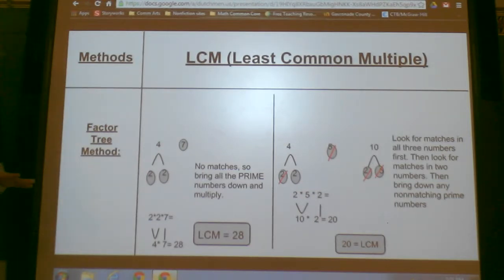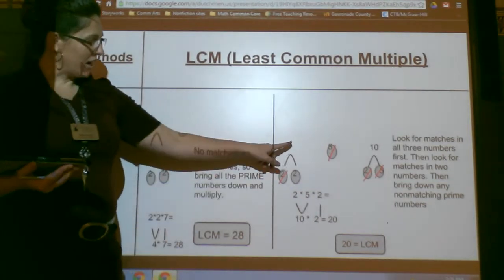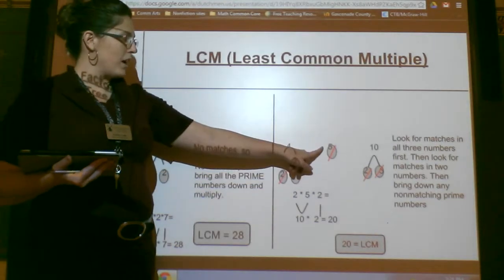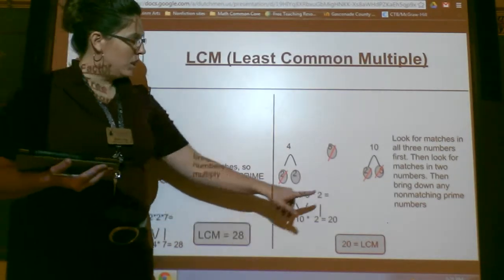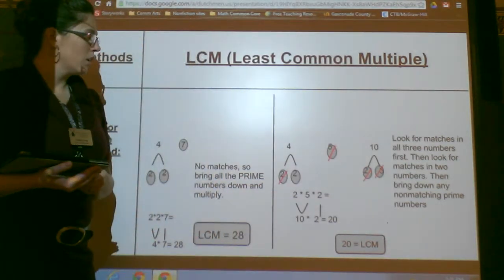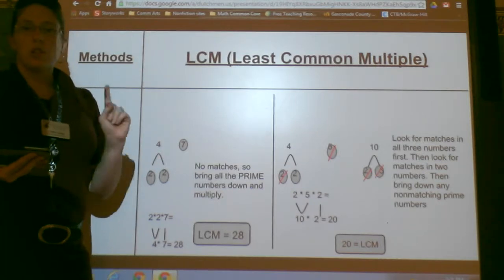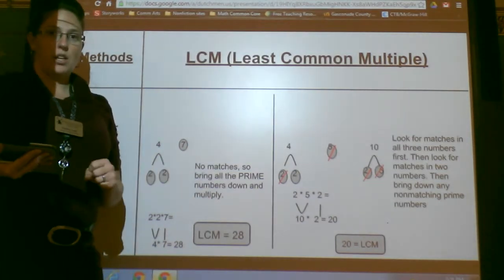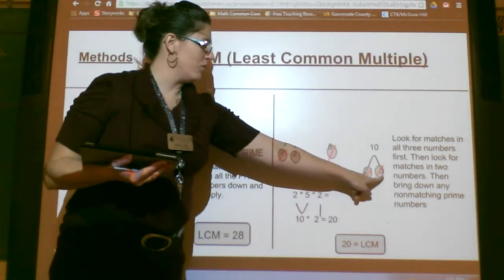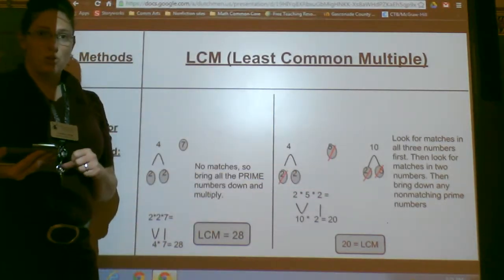Now, if we're using three numbers, it's the same thing. Factor out our 4, we get 2 and 2. They're both prime, so we circle them. 5 is prime, so we circle it, and we're done. 10 factors out to 2 and 5. They're both prime, so we circle them. Now, first thing you do is look for a match in all three numbers, just like with GCF. So, I have 2's, a 5, and then a 2 and 5. So I have no matches in all three.